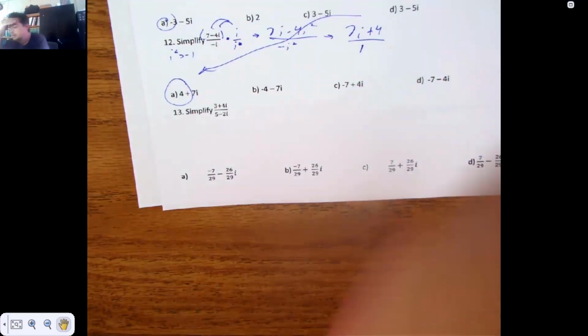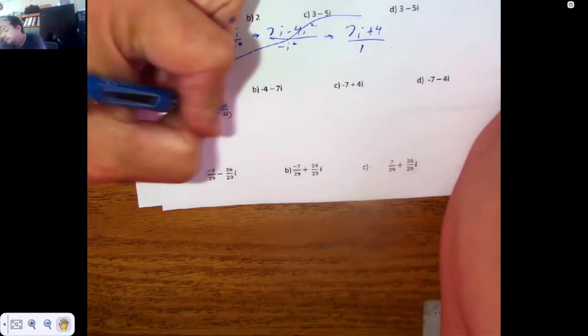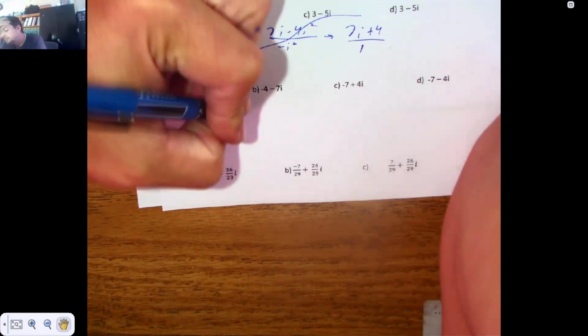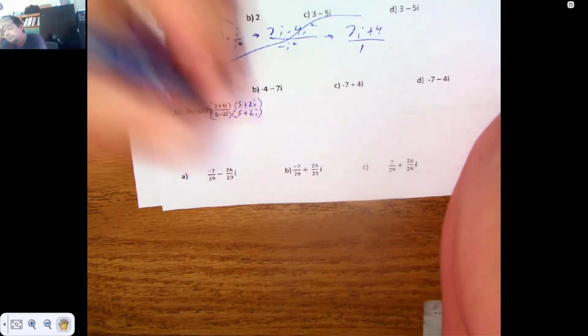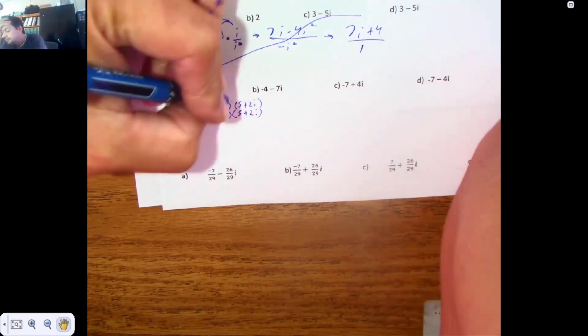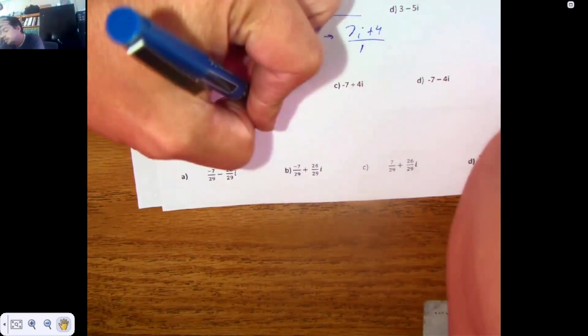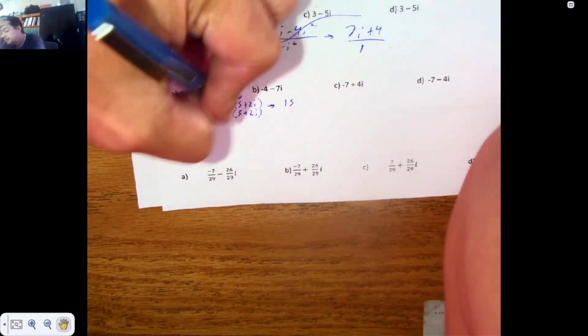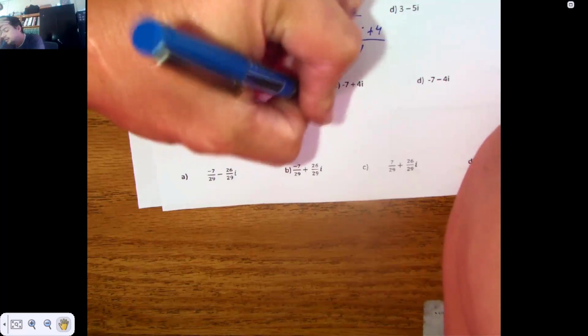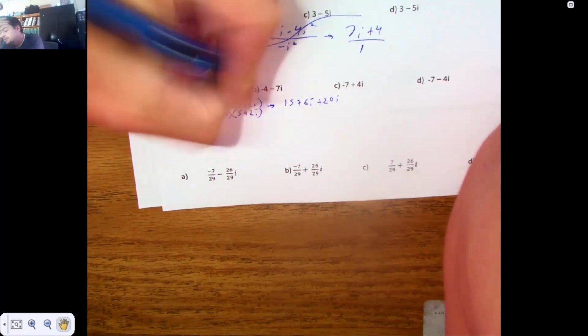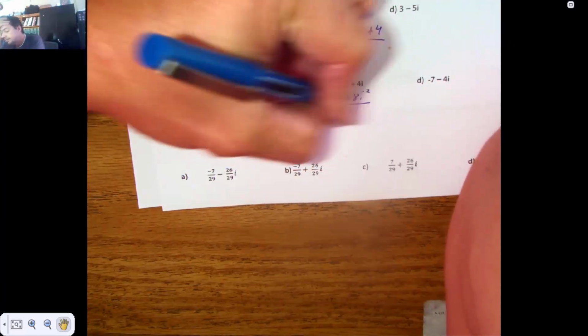13, we're going to have to do a little bit of the complex conjugate, and we're going to have to do the FOIL method. The complex conjugate of 5 minus 2i is 5 plus 2i. Up top, we have to FOIL. 3 times 5 is 15. 3 times 2i is plus 6i. 4i times 5 is 20i. 4i times 2i is plus 8i squared.